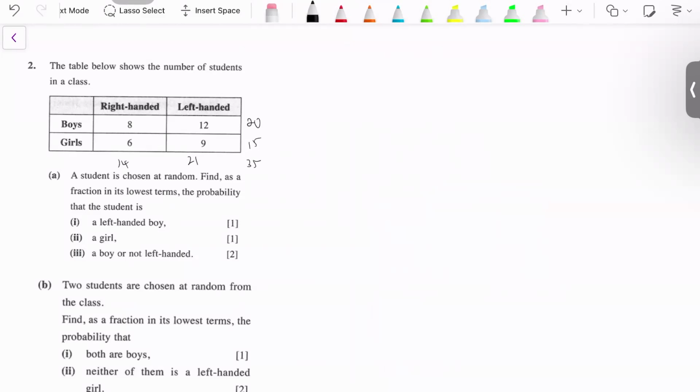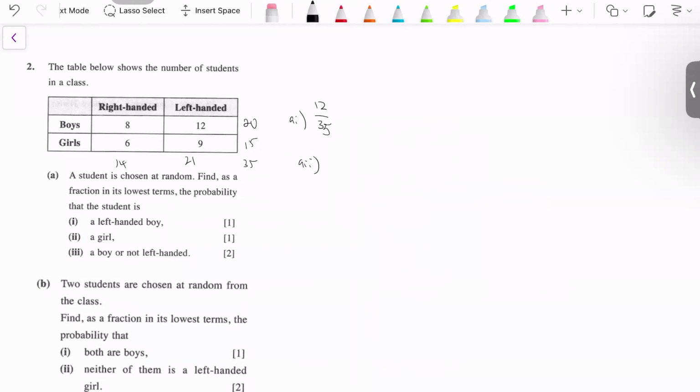Okay, so with all these numbers, it will help us a lot in calculating. In A part 1, they want you to find the probability of getting a left-handed boy. The left-handed boys total 12 and there are a total of 35 students. So in this case, this itself gives us our lowest possible probability. So that's for A part 1.